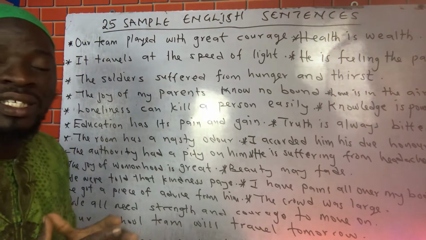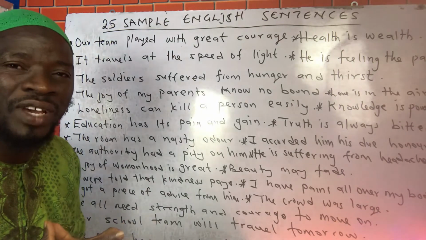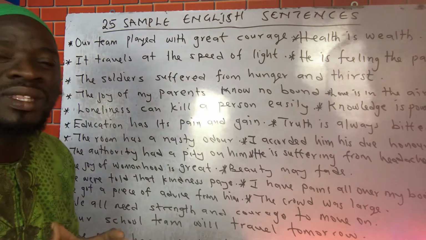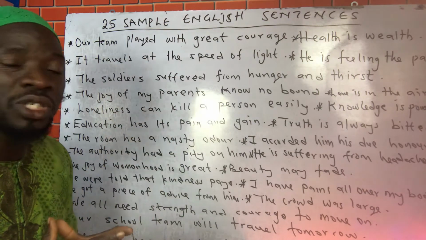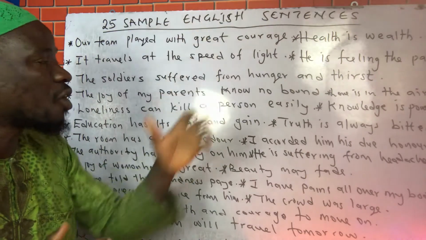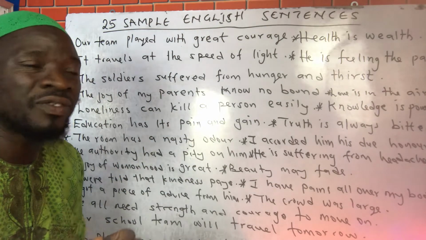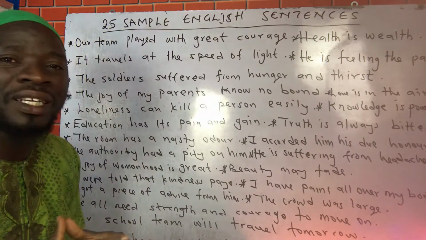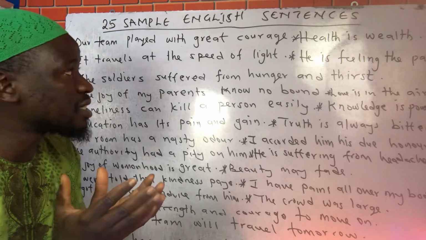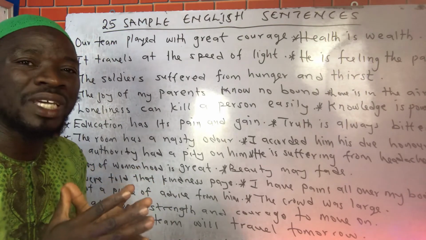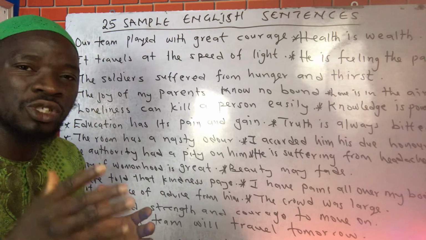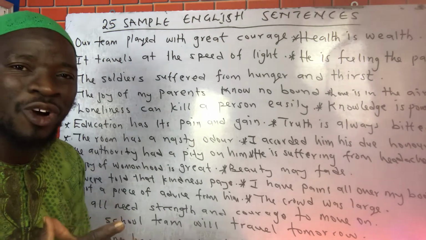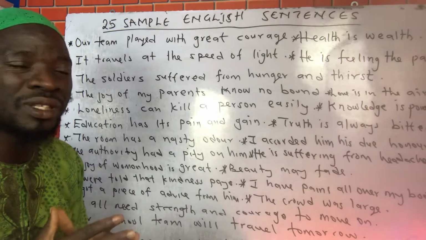Played is the lexical verb, that is the main verb, and it is in past tense. Our team played with great courage, and with is a preposition. Great courage: great here is an adjective telling us about courage. The word courage is a noun, an abstract noun, something that we cannot see and cannot touch. Then we say, our team played with great courage.